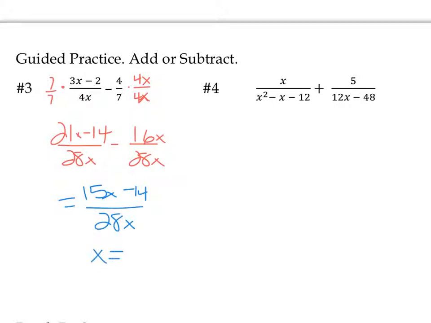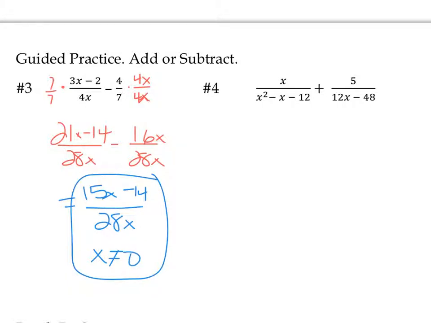And then my restriction is that x cannot be equal to 0 because of this first fraction. I can't have a 0 in that denominator. Over here, there's no worries because there's no variable to even concern ourselves with. So that would be my answer. It's my fraction, 15x minus 14 over 28x, and then my restriction is that x can't be equal to 0.